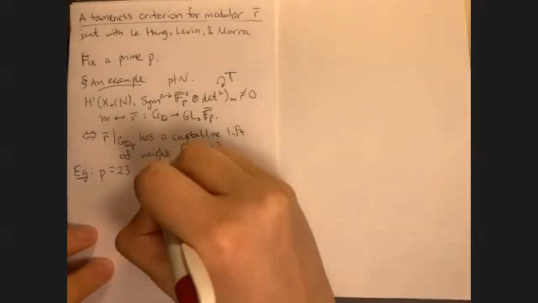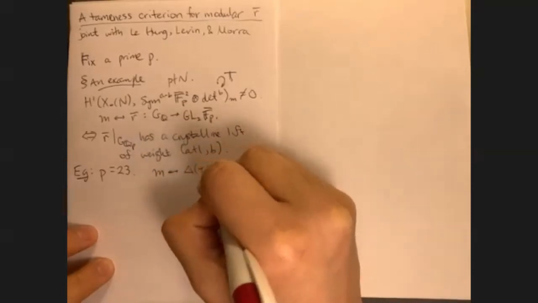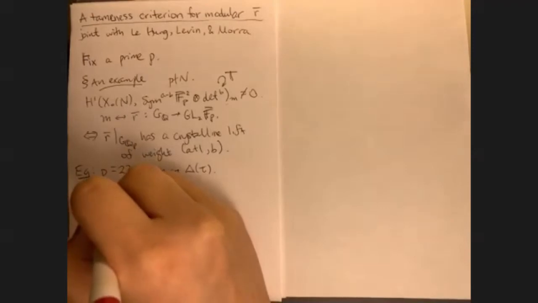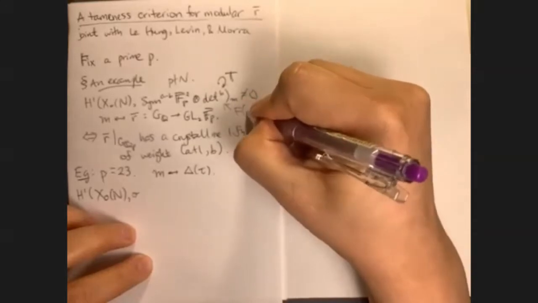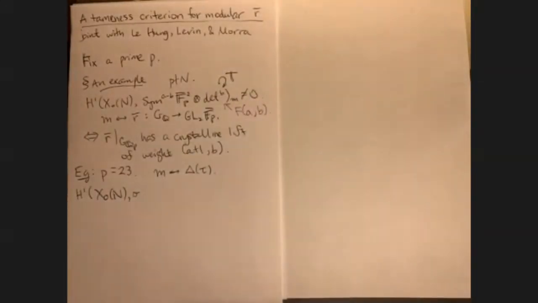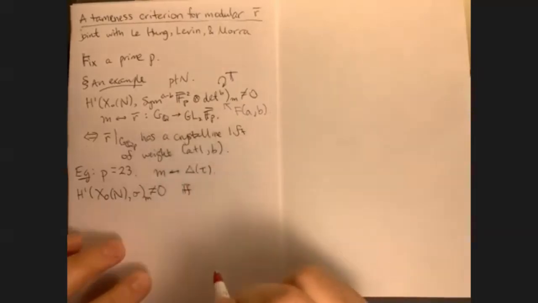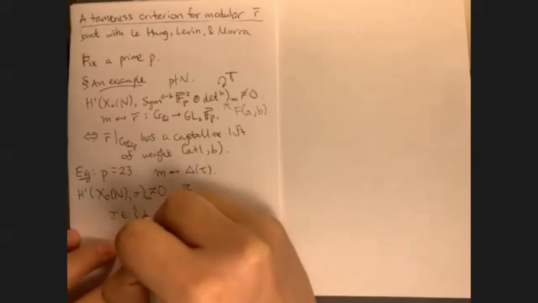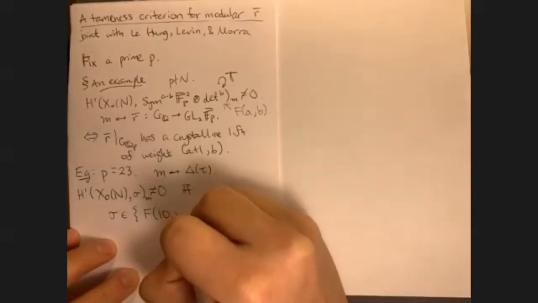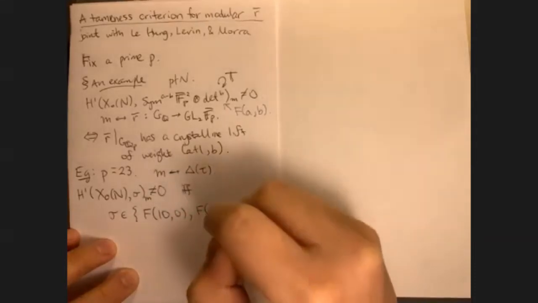In this example, let's take p to be 23, and m will correspond to the Ramanujan delta function. I meant to give this a name, so let me call this F_{a,b} for short. I want to see when this cohomology group localized at m is non-zero, and this happens if and only if sigma is one of two things. It's either Sym^10 of F_p squared or a twist of it by determinant to the 11.